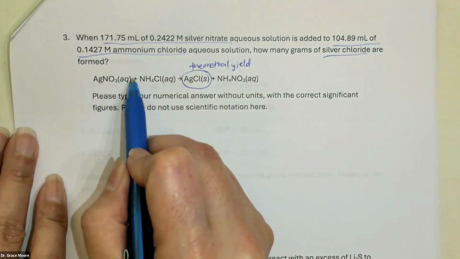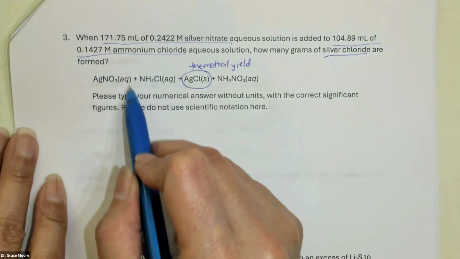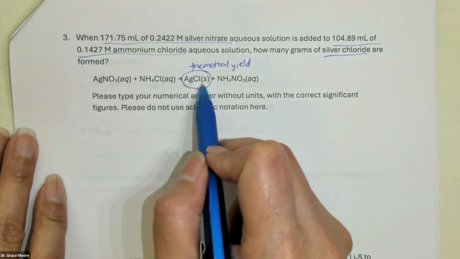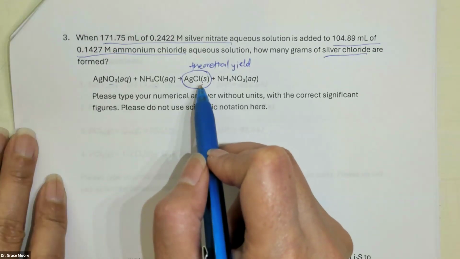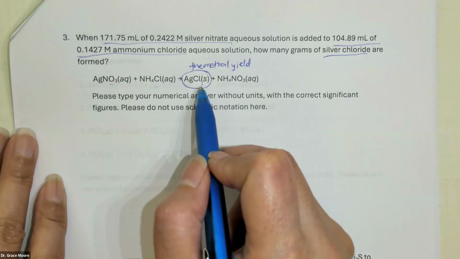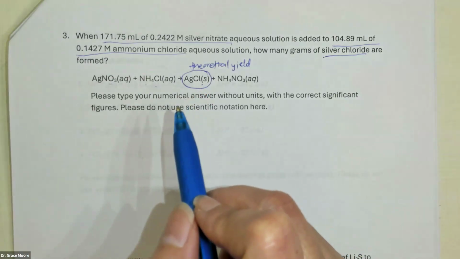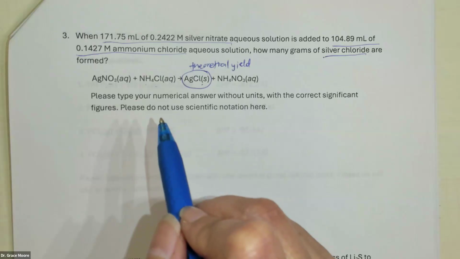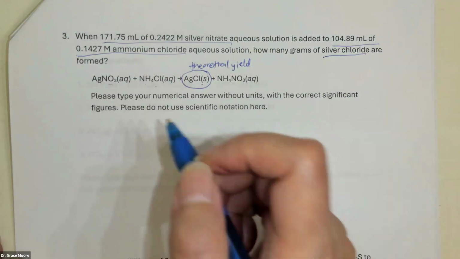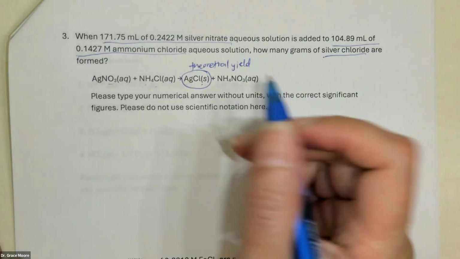That means you take the amount of the first and you take the amount of the second, find out each one how much AgCl they can make. And the smaller number is the theoretical yield, because once you finish using up the first ingredient that runs out, you can't make more. Okay, that's the limiting reactant. So let's go ahead and get started.